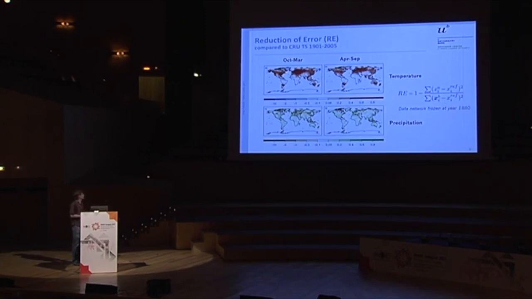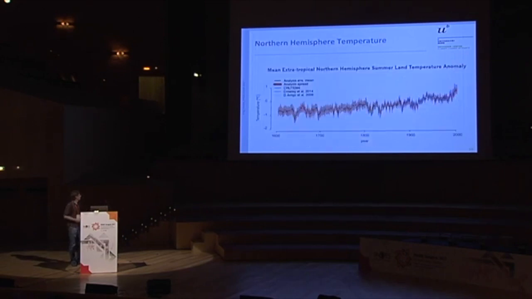So this is just the same for the RE statistics. Looks quite the same, not as good for precipitation. There you see in absolute values, we are a bit further away. Of course, we can also average our spatial fields into global means or northern hemisphere land means here, and we are quite close to previous reconstructions and also to instrumental data.